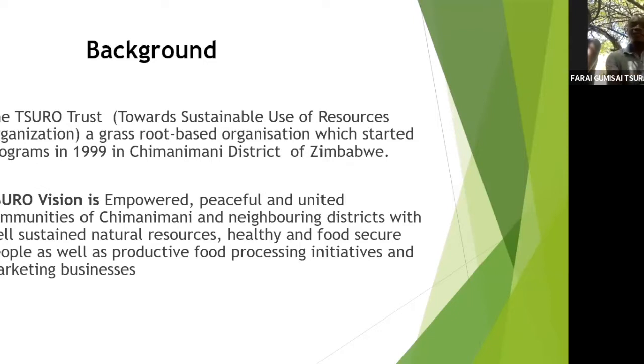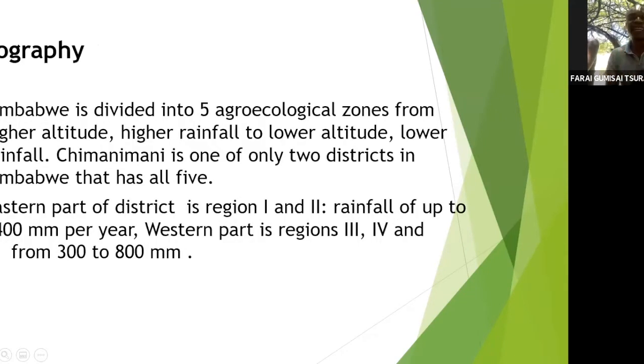Then here I'm going to talk about the background of Tsuro. Tsuro is a grassroots-based organization which was started in 1999 and is operating in Chimanimani district up to date. And then our vision is empowered, peaceful, and united communities of Chimanimani and neighboring districts with well-sustained natural resources, health, and food security for people, as well as productive food processing initiatives and marketing business. So this is for the benefit of those who are new to the organization.